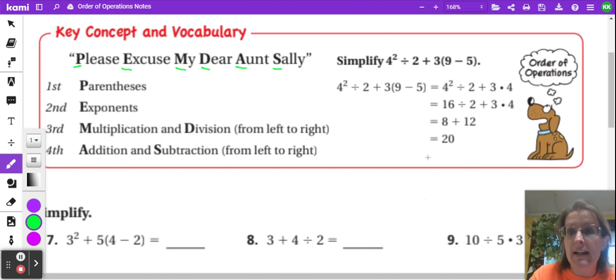Then multiply and divide at the same time. The left to right is usually the only mistake I see people make in 7th grade because they forget that you do multiply and divide at the same time and add and subtract at the same time from left to right. So I do 16 divided by 2 is 8. The plus breaks it up, so we can also do this multiplication. 3 times 4 is 12. And then we add those together to get 20.